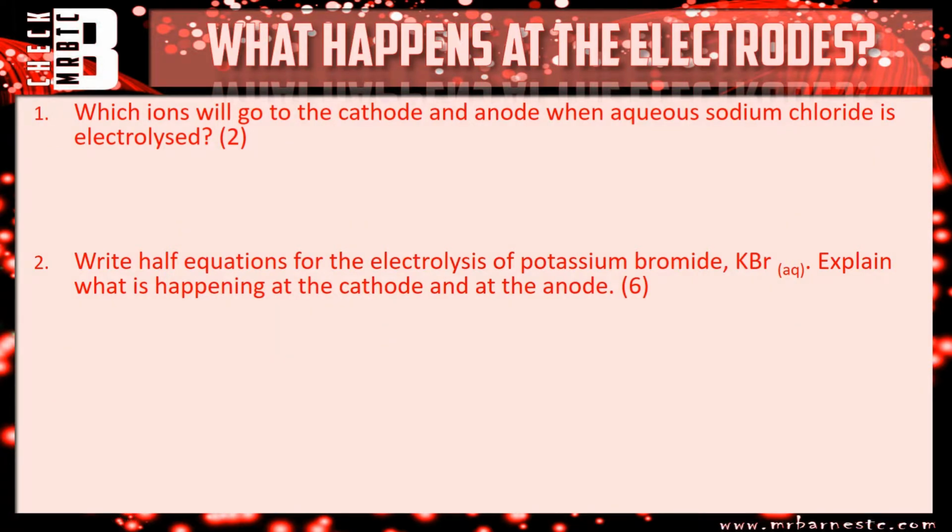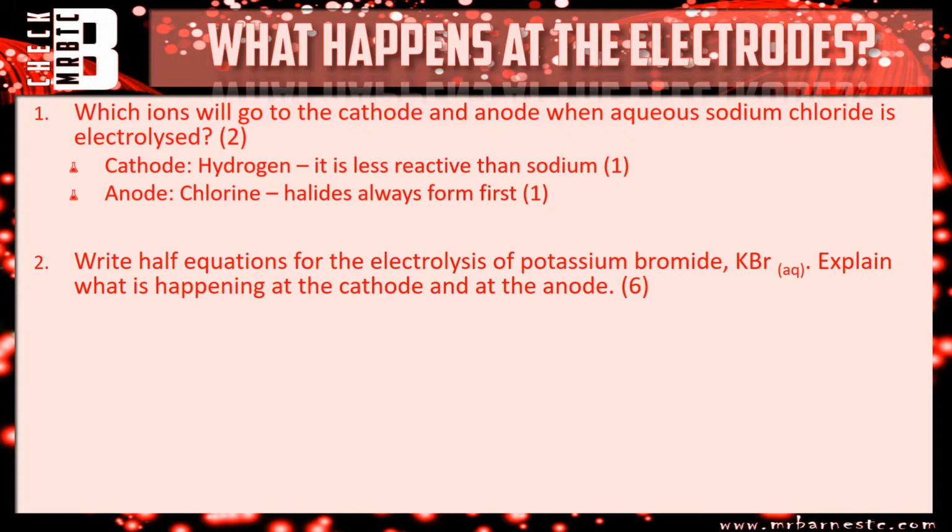Okay, let's see how you've done. So number 1, which ions will go to the cathode and anode when aqueous sodium chloride is electrolyzed? So at the cathode, you've got a choice between sodium and hydrogen. You go for the least reactive, which in this case is hydrogen. So 1 mark for hydrogen at the cathode. Then out of chloride and hydroxide, the one that's the halide is always going to form first. If not, it's oxygen, which in this case we have a halide, which is chlorine, so chlorine will form first. 1 mark for chlorine at the anode.